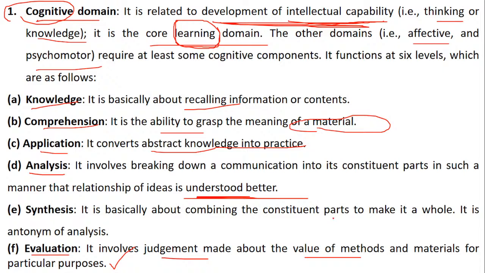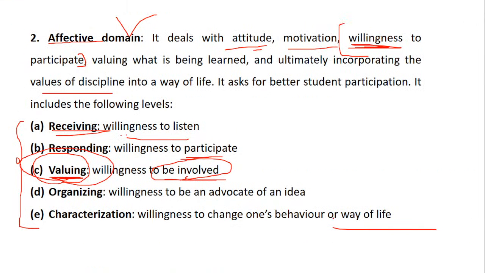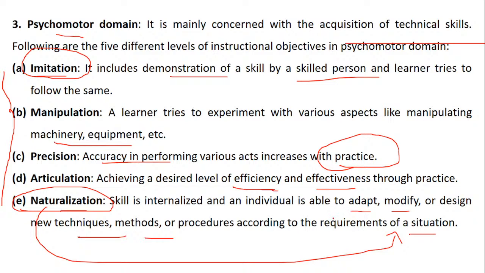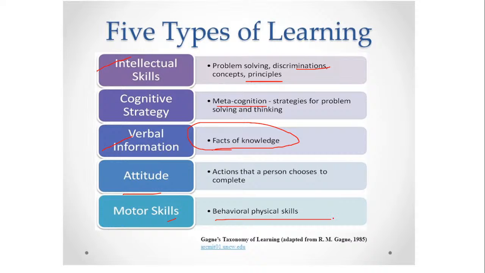Under cognitive we have 6 levels, under affective we have 5 levels, and under psychomotor we have 5 levels. Then we understood the various types of learning given by Gagne and Briggs. That also we understood in detail with the help of keywords. So yes, that's all for the day.